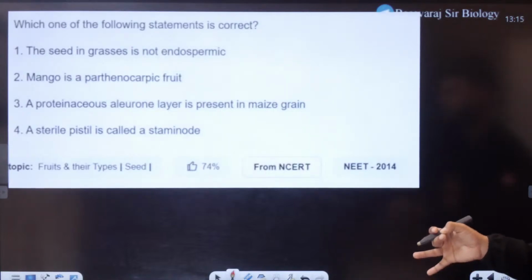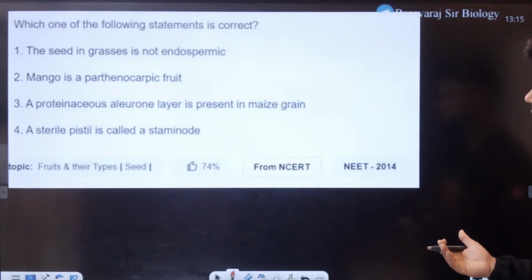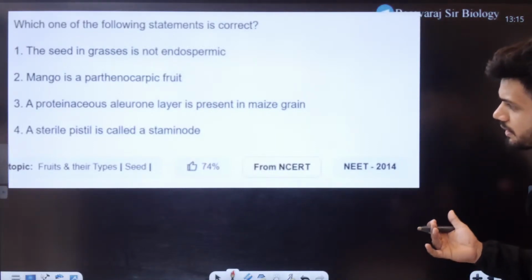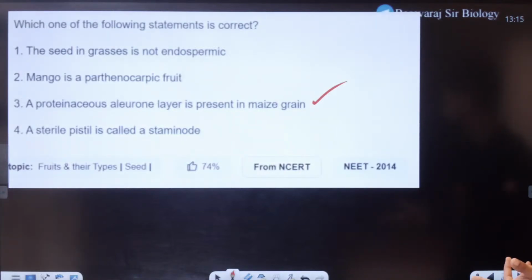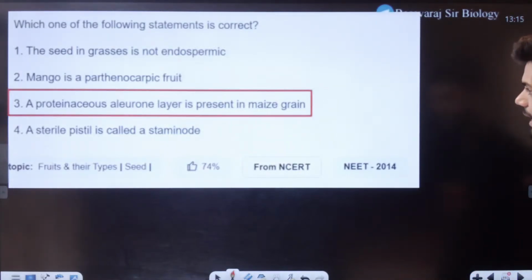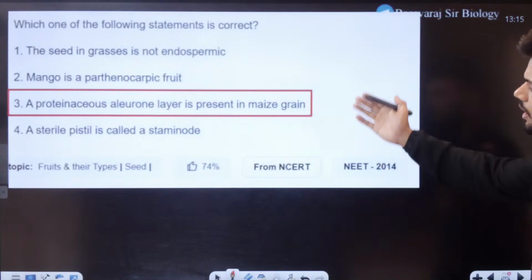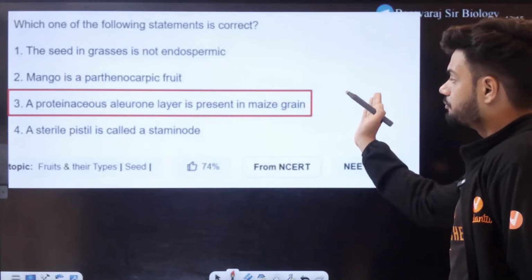Which of the following statements is correct? Seeds in grass are not endospermic. Mango is a parthenocarpic fruit. No. A protein layer is present in maize grain. Yes, present in maize grain. It is called the aleurone layer, which separates endosperm from the embryo.